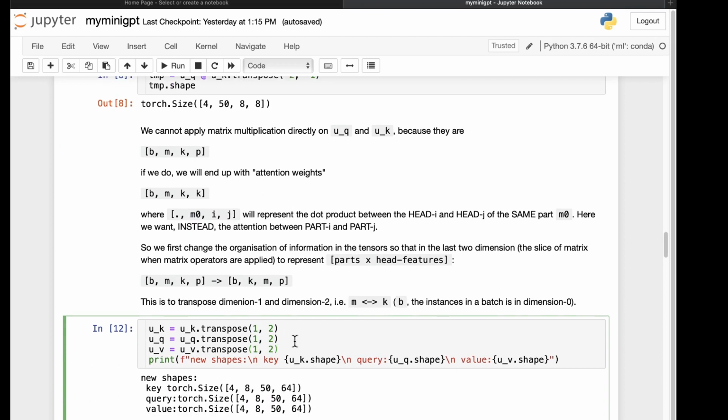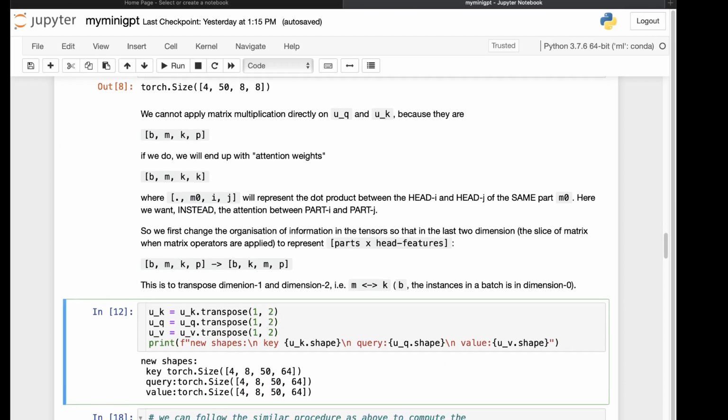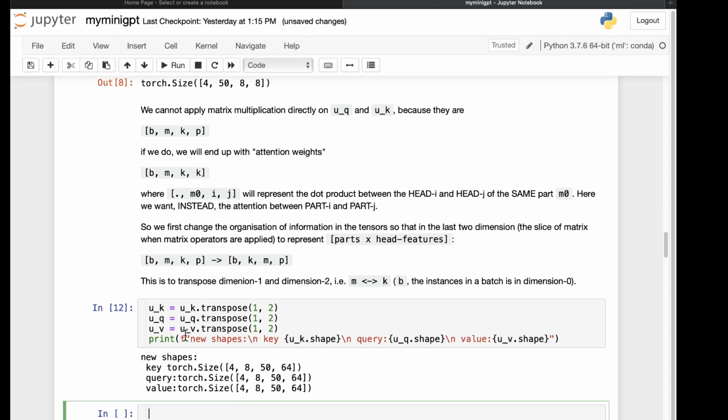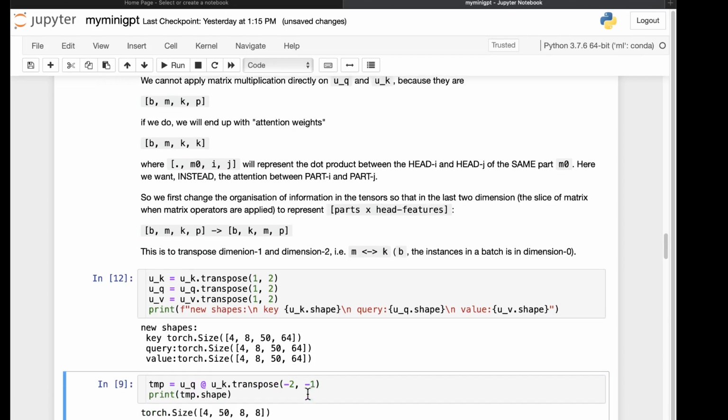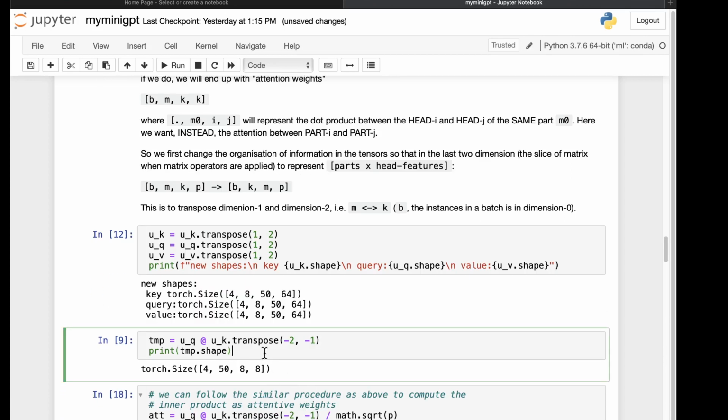So this is our code, and if we execute the attention using these two, let's do uk times uk transpose for the last 2. We will have, let's put temp shape. Oh, sorry, I haven't executed this, so let me do this first. Yeah, this is what we want.